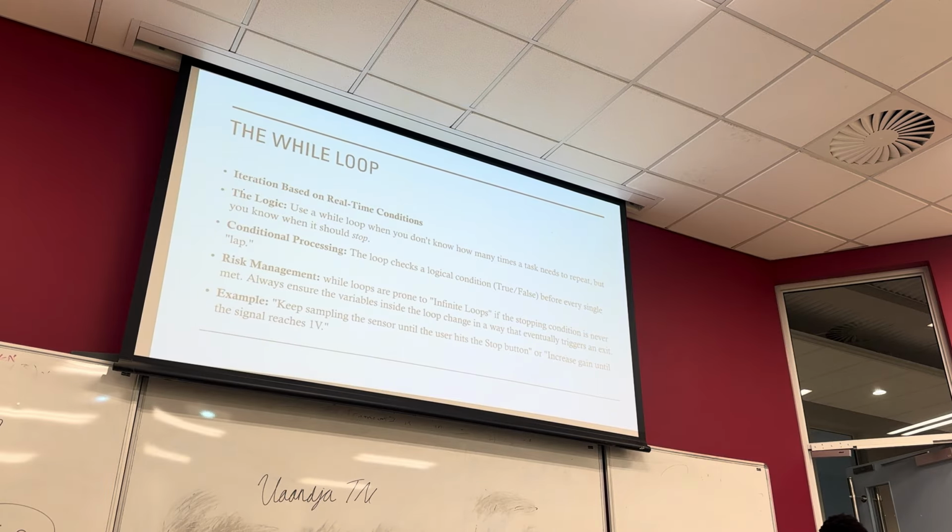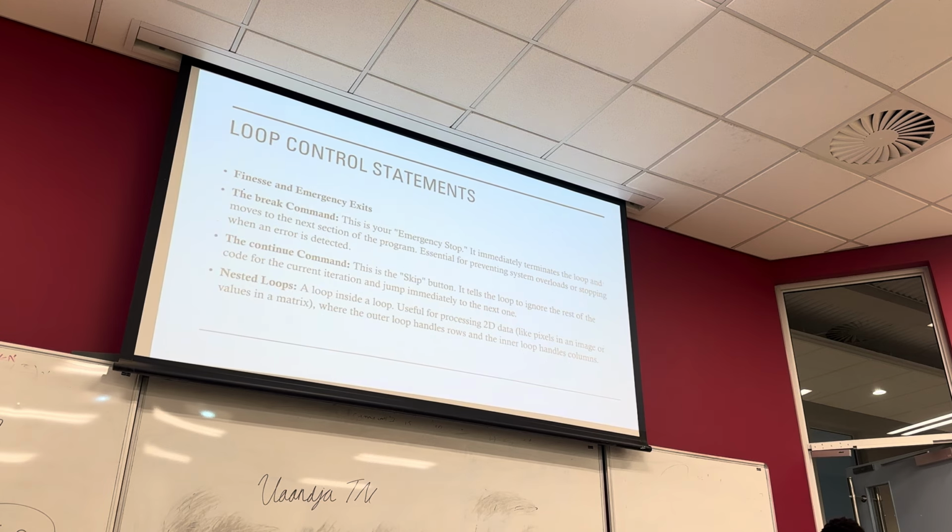Iteration based on real conditions. Use a while loop when you don't know how many times a task needs to be repeated, but you know when it needs to stop. The loop checks a condition, true or false, before every single lap. While loops are prone to infinite loops if the stopping condition is never met, so always ensure the variables inside the loop change in a way that eventually triggers an exit. So you could say, keep sampling the sensor until it hits the stop button, or increase the gain until the signal reaches 1 volt.